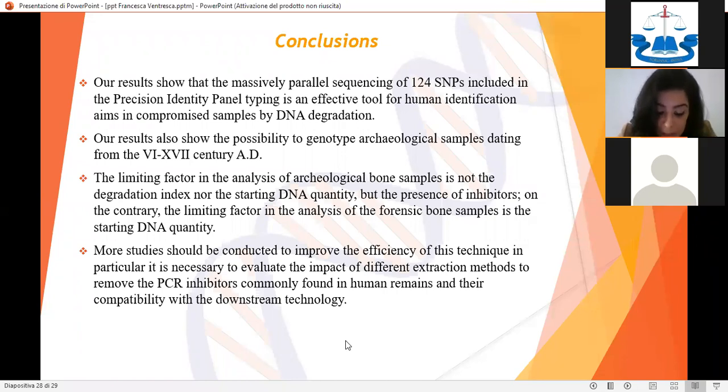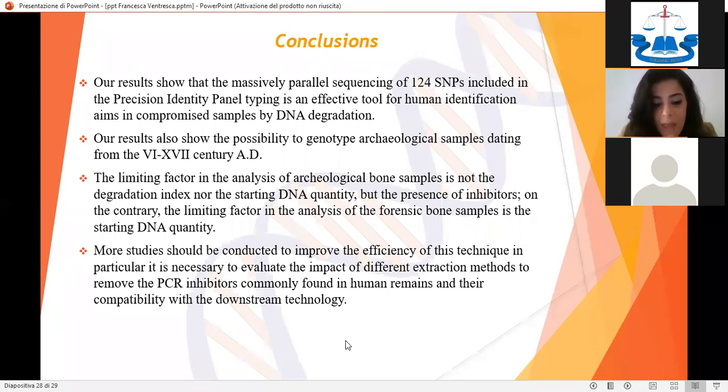The generation of a DNA profile from bone remains is an important part of the identification process in unidentified person cases. So, in conclusion, our results show that the massively parallel sequencing of 124 SNPs included in the Precision ID panel is an effective tool for human identification in samples compromised by DNA degradation. Our results also show the possibility to genotype archaeological samples dating from the 6th to 17th century AD.